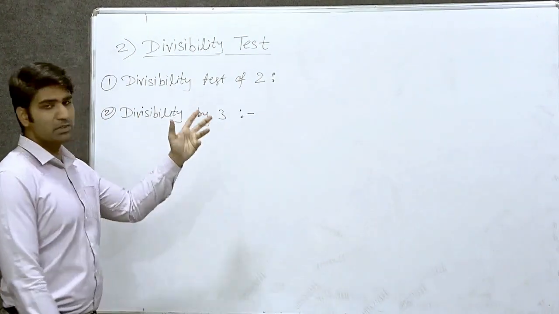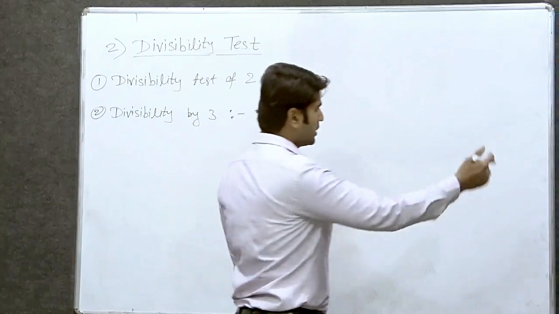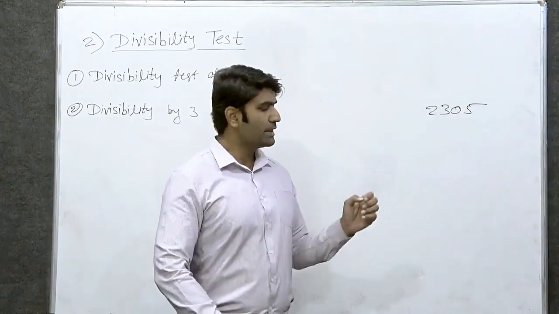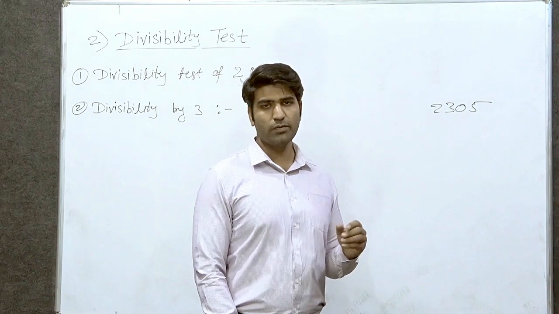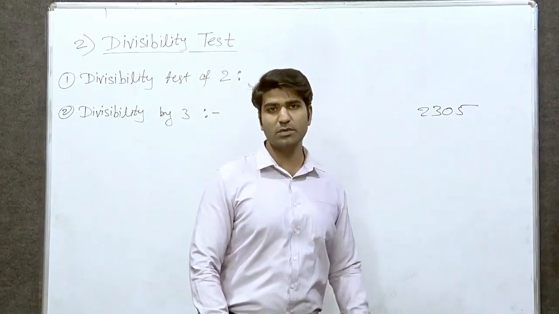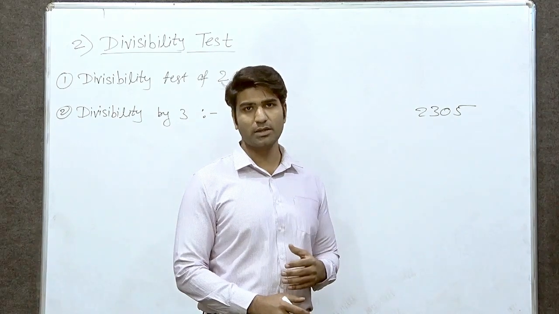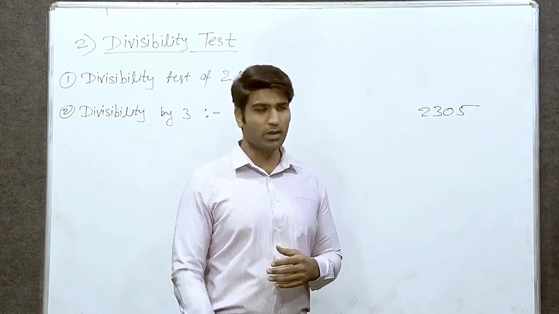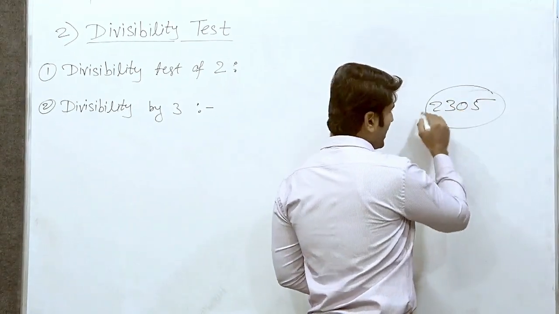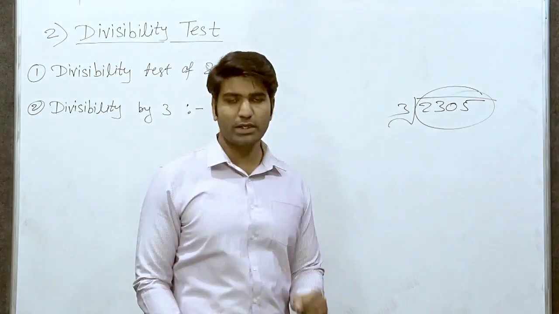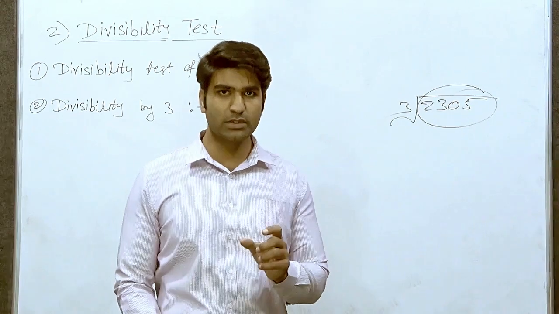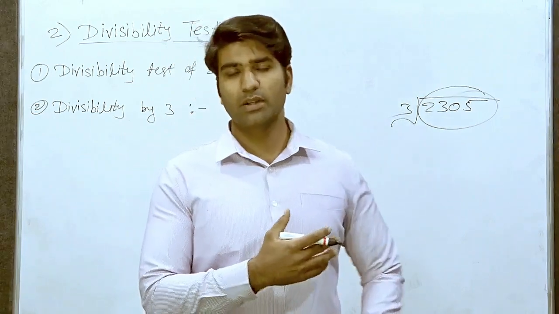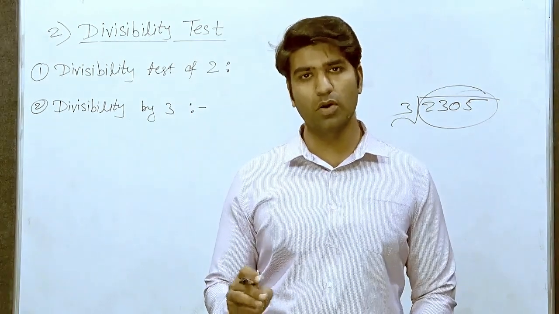What is meant by divisibility test? Suppose a number is given like 2305, and whether it is divisible by 3 or not. If I have to check whether the given number is divisible by 3 or not, how can I check it? For that I have a divisibility test for number 3, or for every number. Without directly dividing with the 3, there are some rules, or we can say shortcut tricks, with the help of which we can decide whether the given number is divisible by a particular number or not.